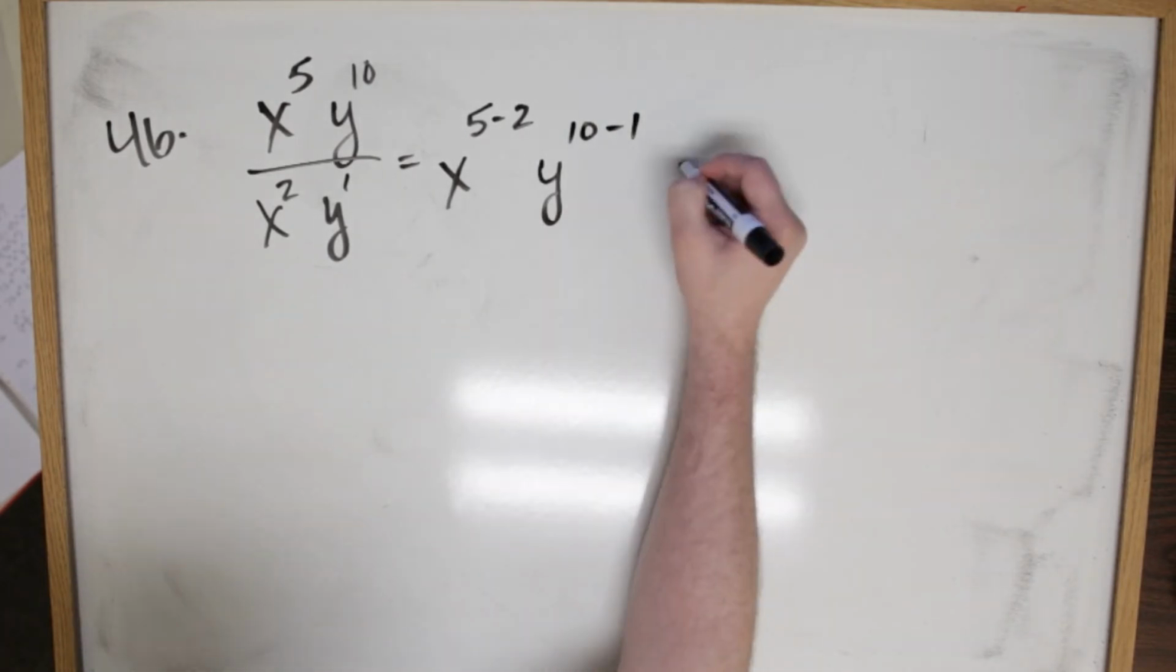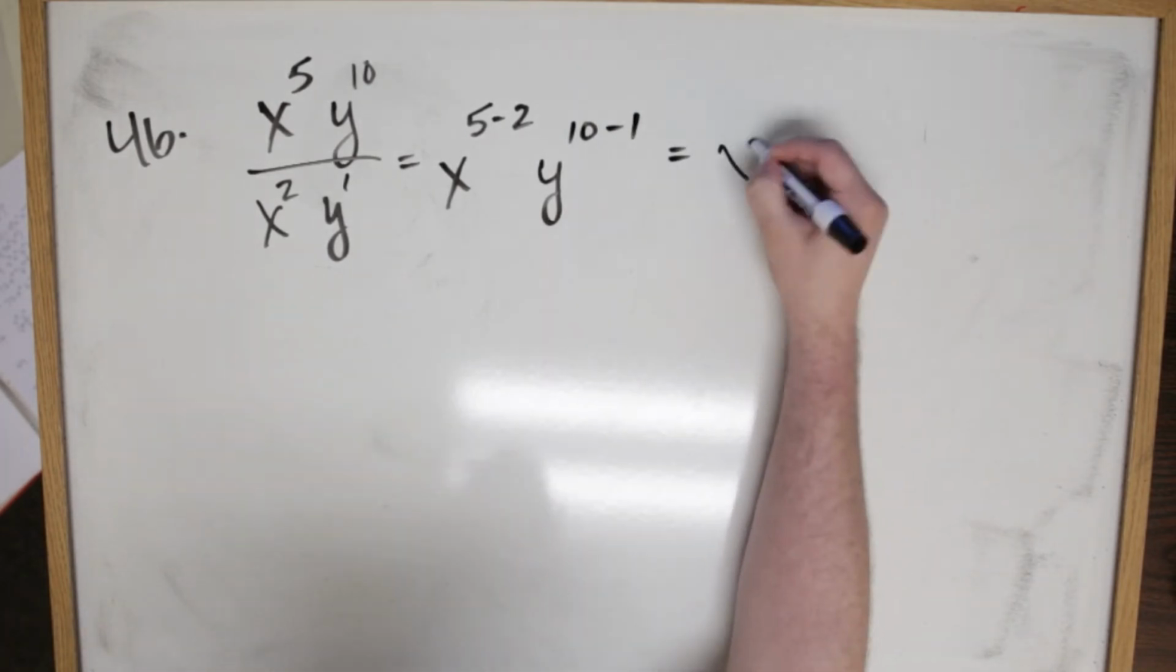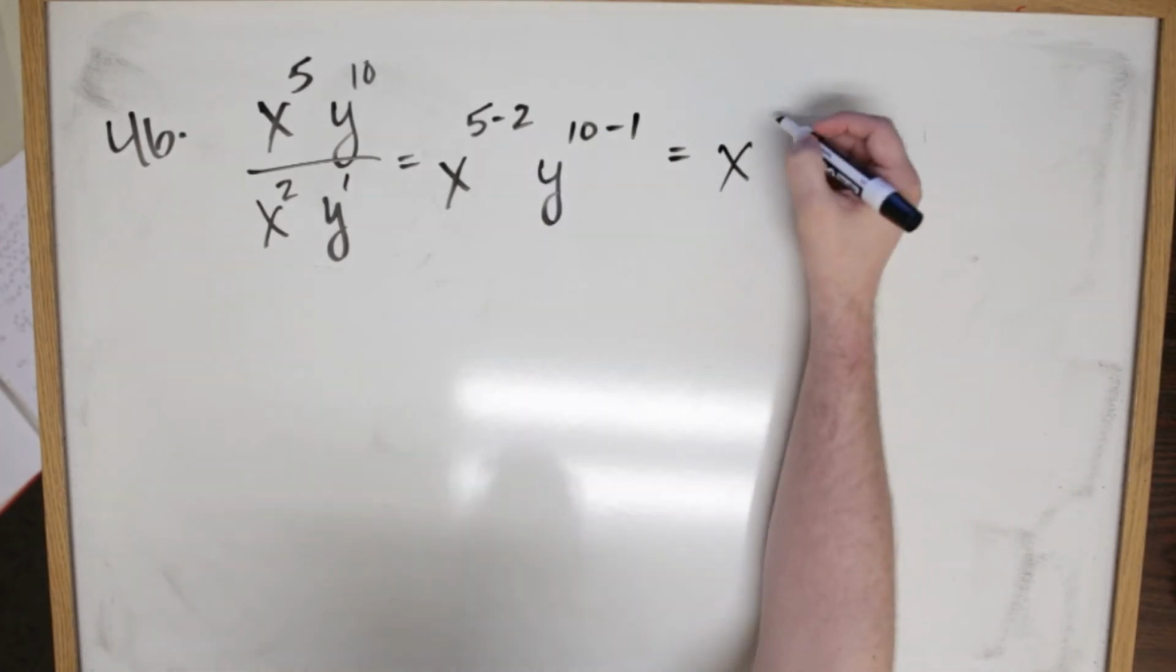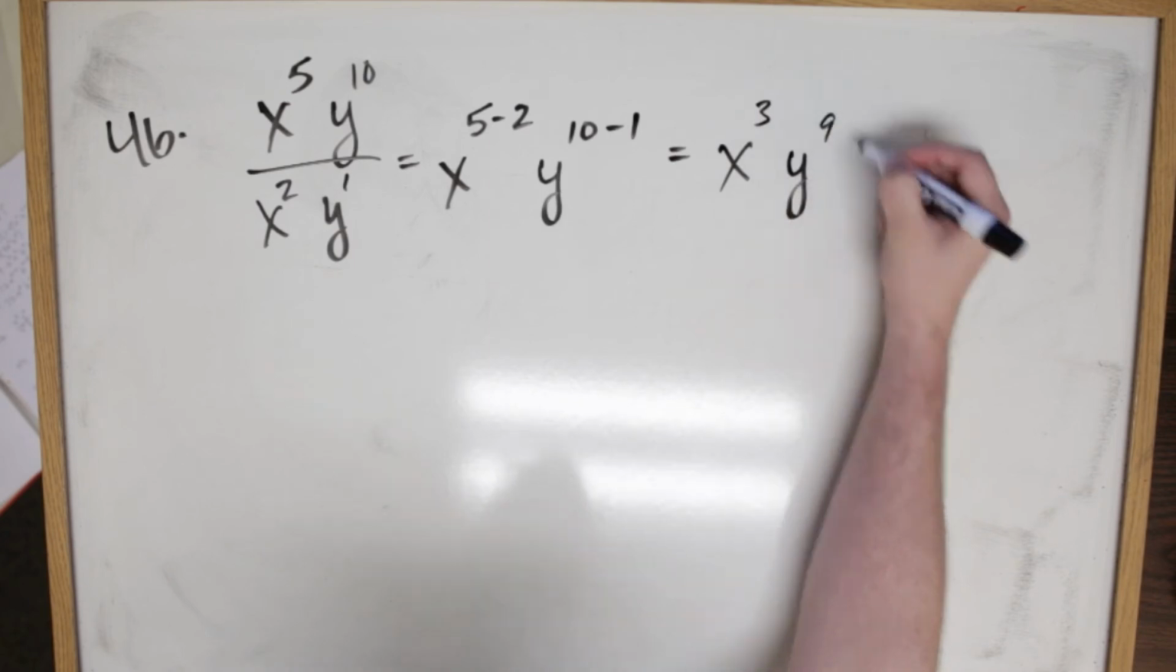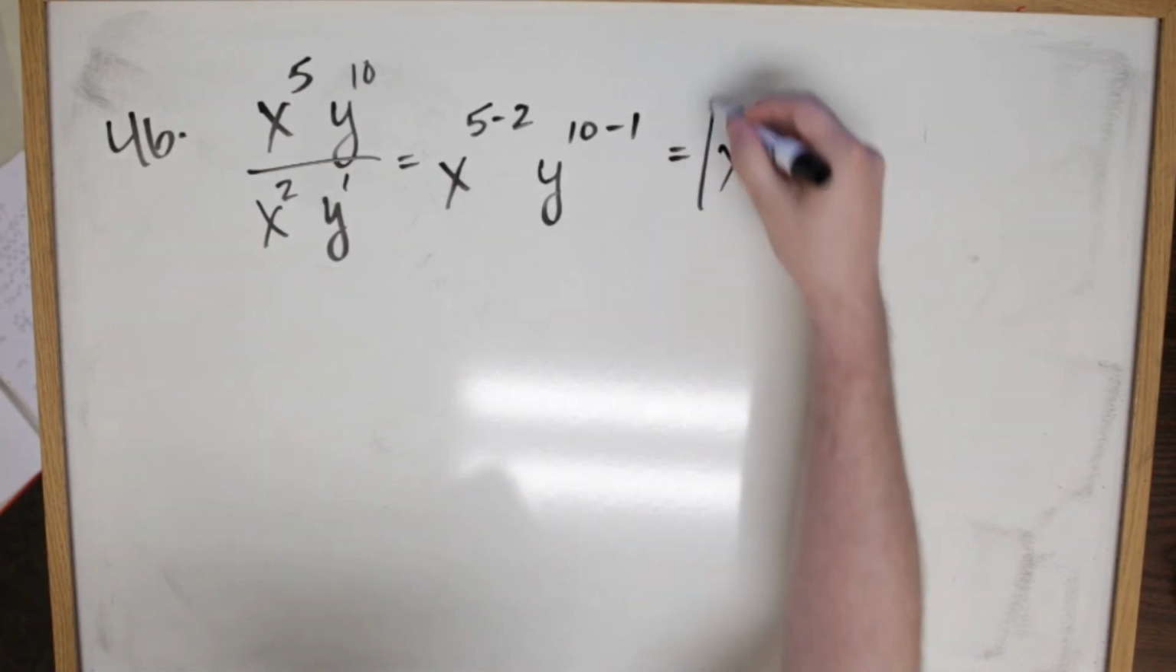Okay? So now, I just do those operations. 5 minus 2 is going to be 3. 10 minus 1 is going to be 9. And that right there is our final answer.